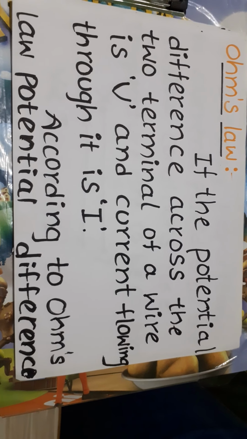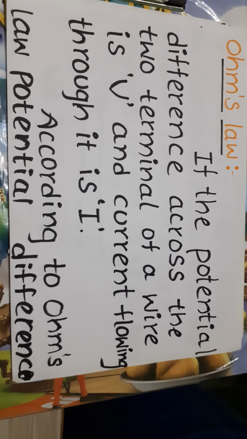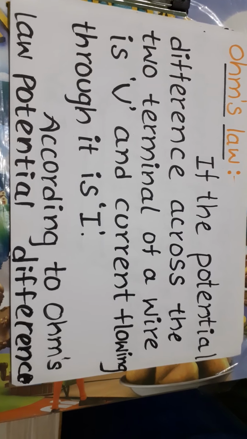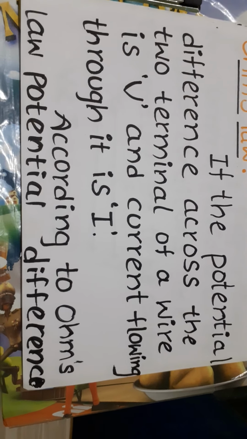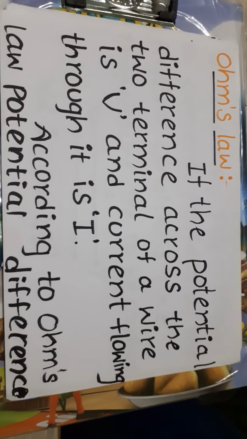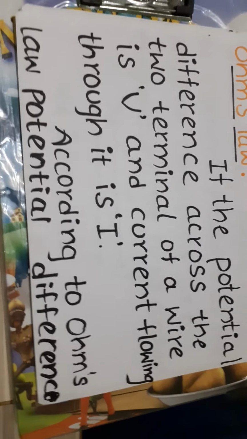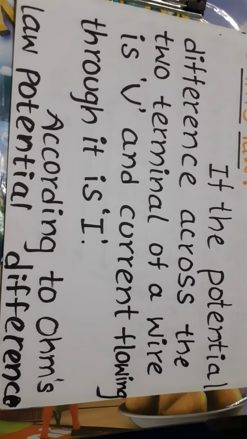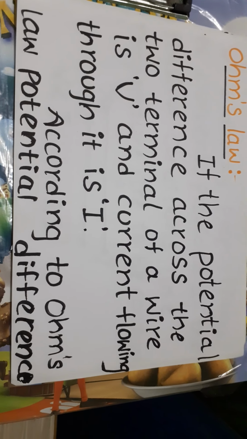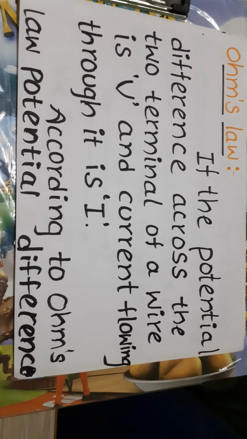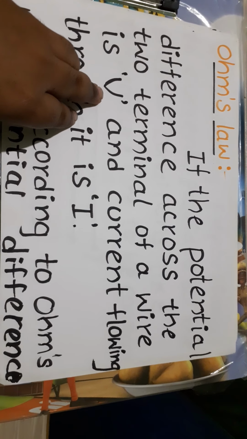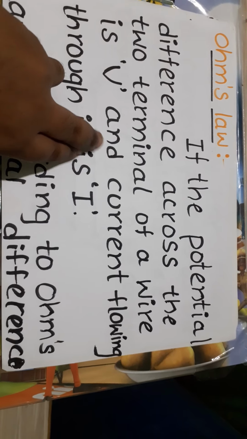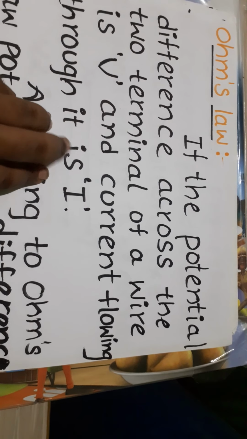Next very important topic, Ohm's law. I am taking a wire as a conductor. What is meant by conductor? A substance which can allow the flow of electrons through it is called a conductor. It has two terminals with potential difference V, and the current flowing through the wire is I.